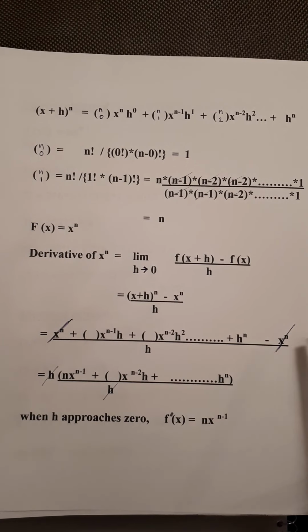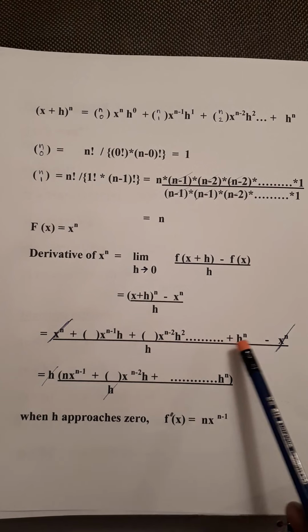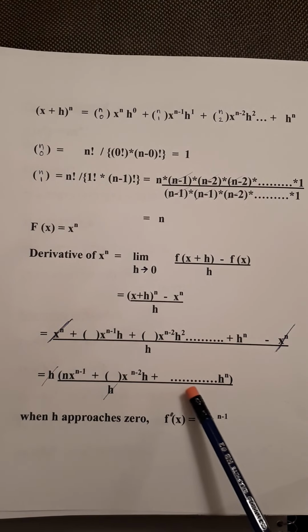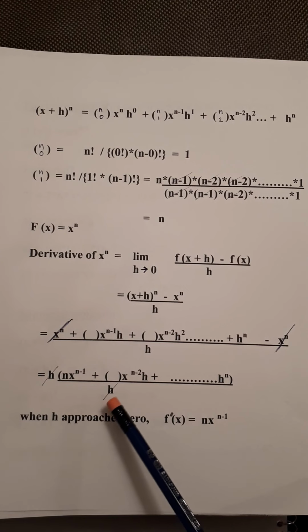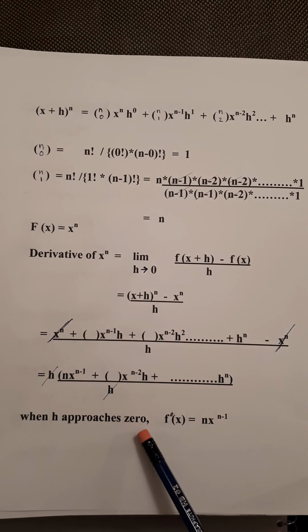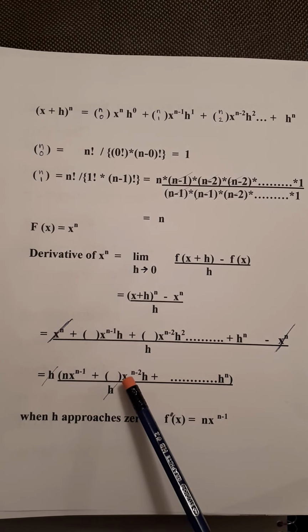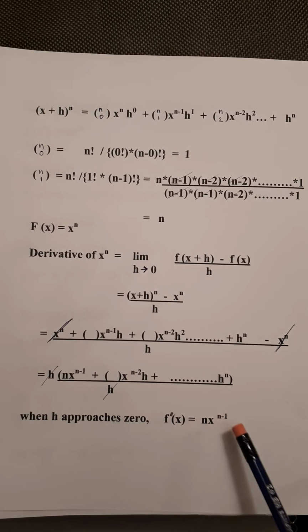See, these two cancel out. In the remaining terms, if you take one of the h's out, you end up with this. So it will cancel with this h, because right now h is not 0. It is like a very small number, like 0.0001. And finally, you make h approach 0, so you can neglect all these terms. Therefore, the derivative of your function is equal to n x to the power n minus 1.